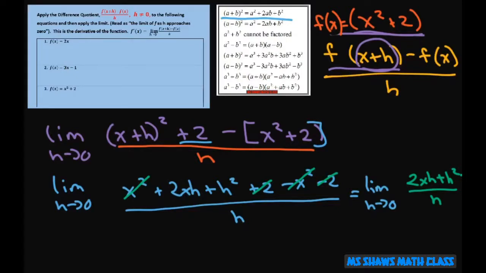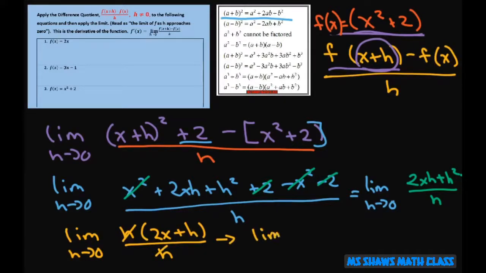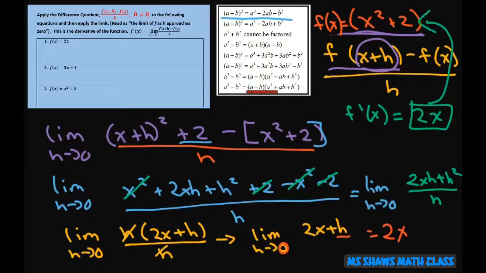Now I'm going to factor out an h from the numerator. That gives me h times 2x plus h, divided by h. So then when the h's cancel, you're going to get the limit as h approaches 0 of 2x plus h. Now we can apply the limit, plug this 0 into the h, and we get 2x. So that means the derivative equals 2x for this function here. And that's it.